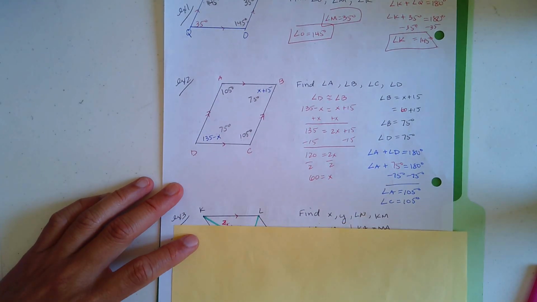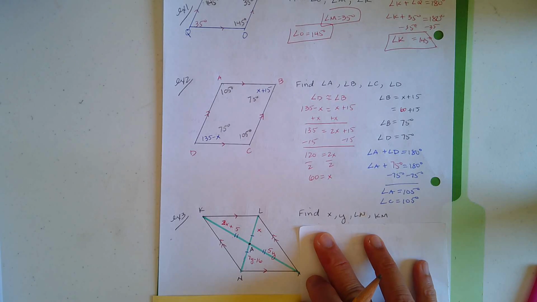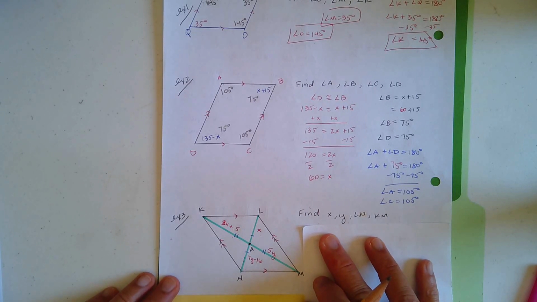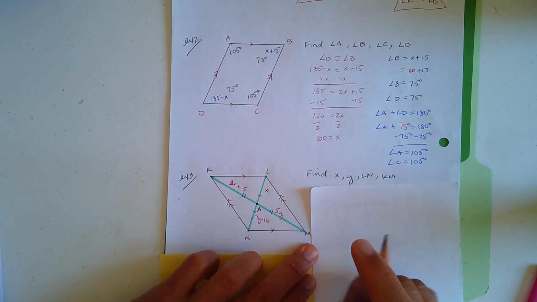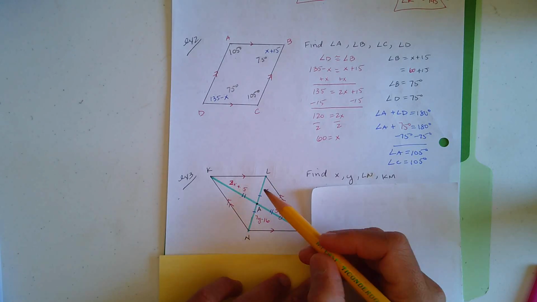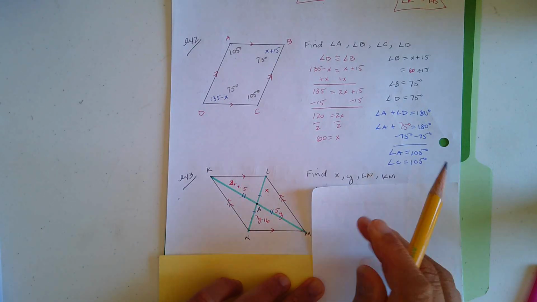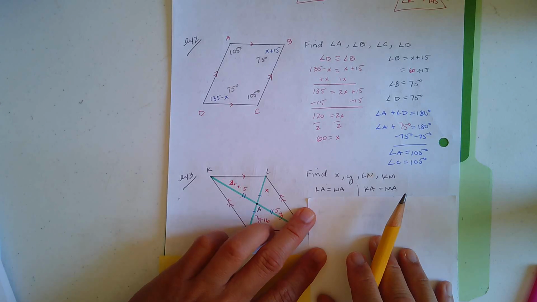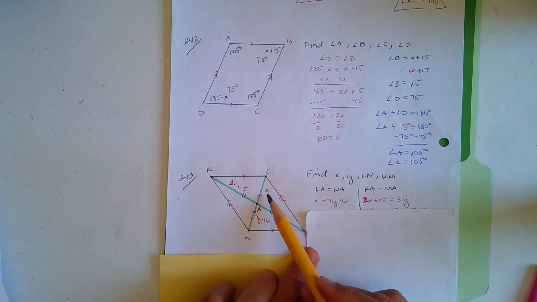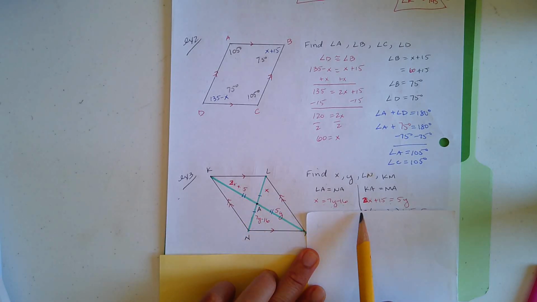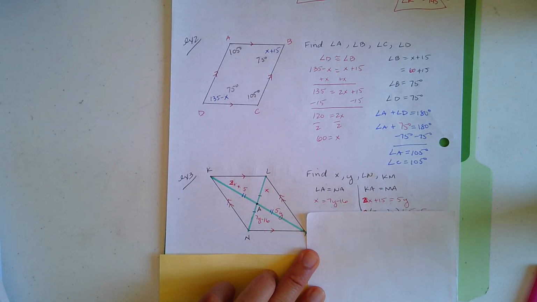Next, we have this parallelogram. They want us to find x, y, LN, and KM. Since these are diagonals, they bisect each other. LA is equal to NA, KA is congruent to MA. So that's what we have here. X, that's LA, is equal to 7y minus 16. So x equals 7y minus 16. KA equals MA. 2x plus 5 equals 5y.